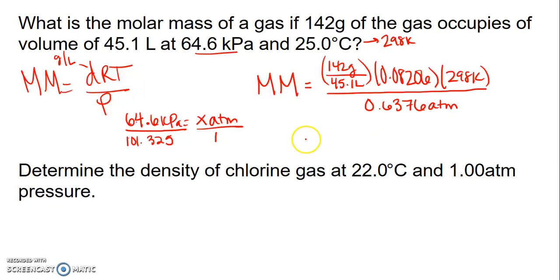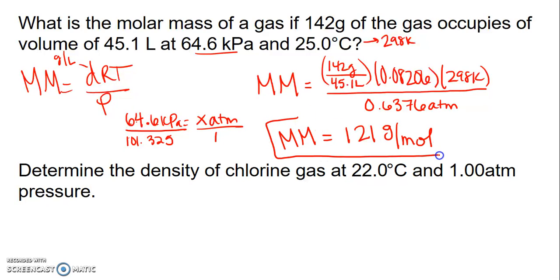If you do this math, you end up getting that the molar mass of this particular gas is 121, and the unit for molar mass again is grams per mole. So that is the final answer to that question. Just to check sig figs, all the numbers in our question have 3, so our final answer has 3.